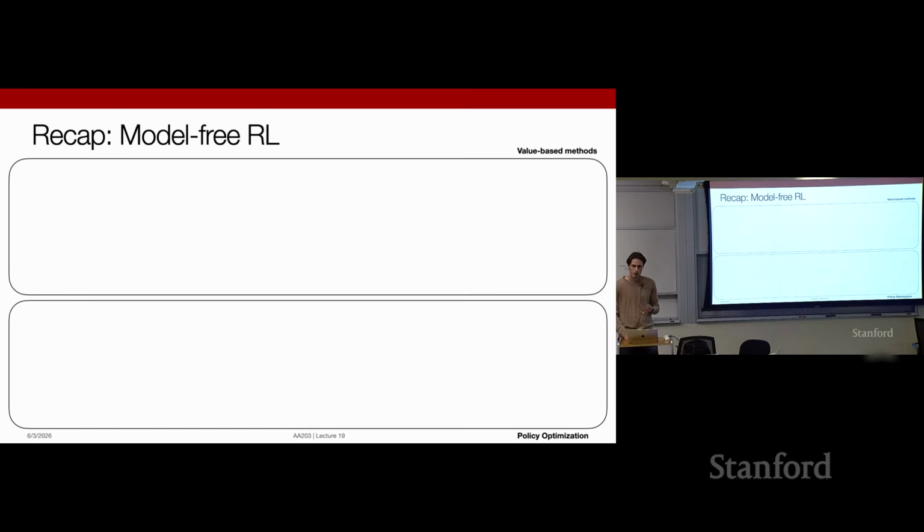With all of this machinery, we then looked at value-based methods and policy optimization methods as two broad families of model-free reinforcement learning approaches. In value-based methods, we used generalized policy iteration as the fundamental scheme to obtain an optimal policy. Generalized policy iteration, loosely speaking, alternates between two processes.